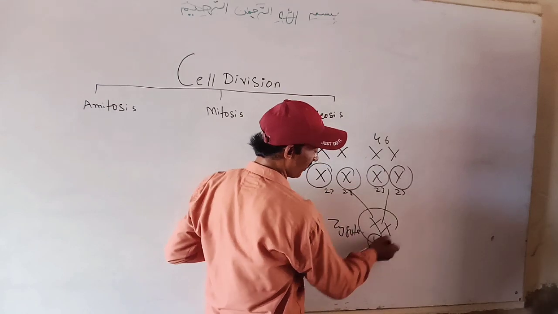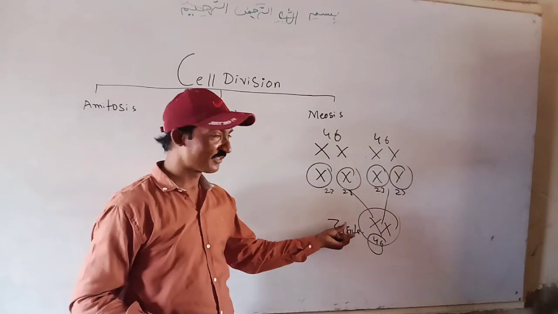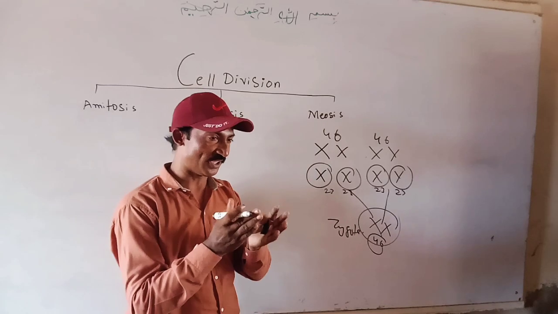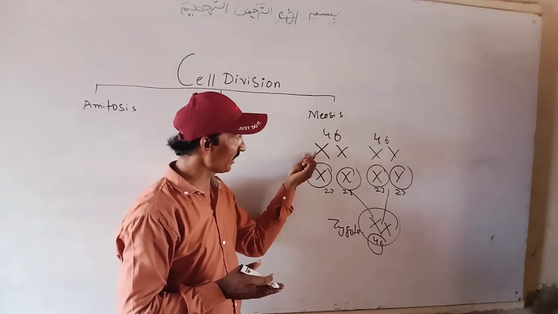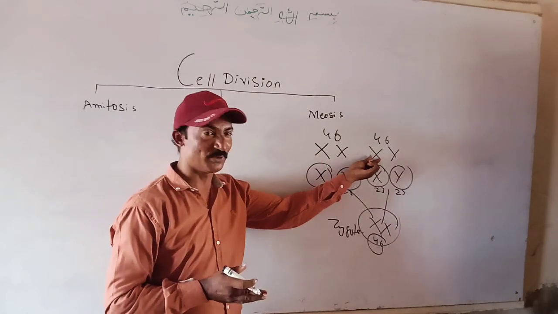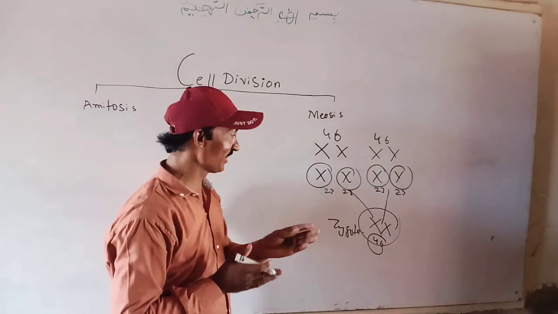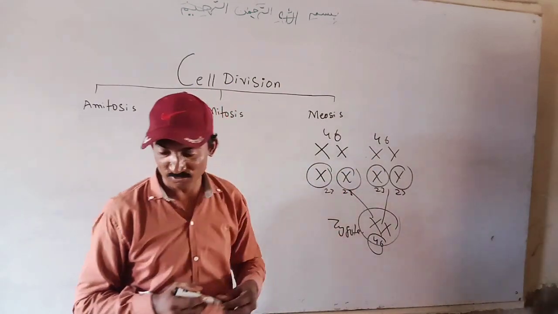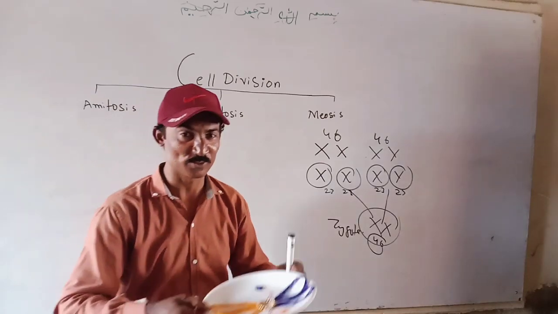Here is the zygote, and the zygote is diploid, meaning double, because one set comes from the ovum of the female and one set comes from the sperm of the male. It means zygote formation. This is the zygote, and these are the chromosomes you can see here.